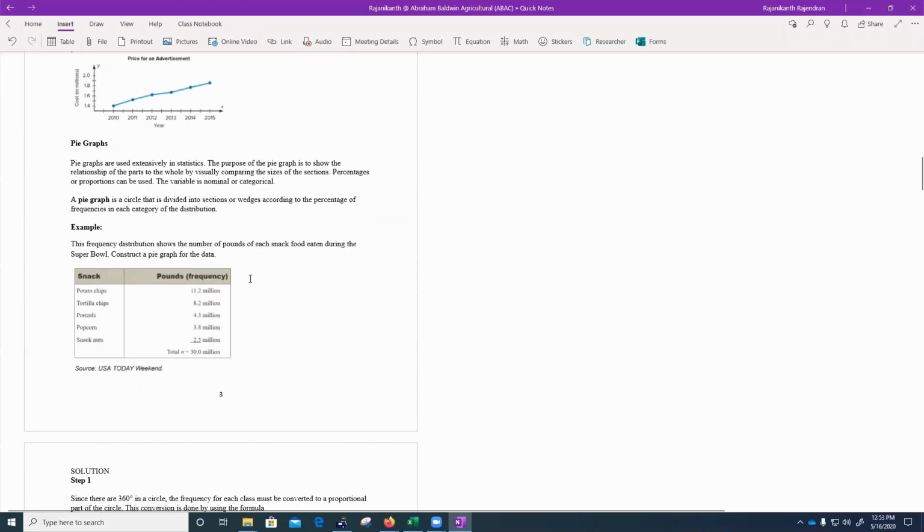The next important graph is a pie graph. A pie graph is nothing but we display our data distribution on a circle, right? We take the sectors as our categorical variable. Categorical variables means my variable has characteristic values. So for example, look at this problem. How do you display this frequency chart as a pie chart?